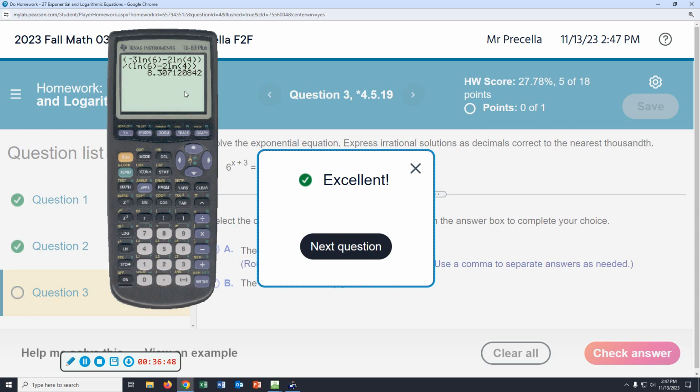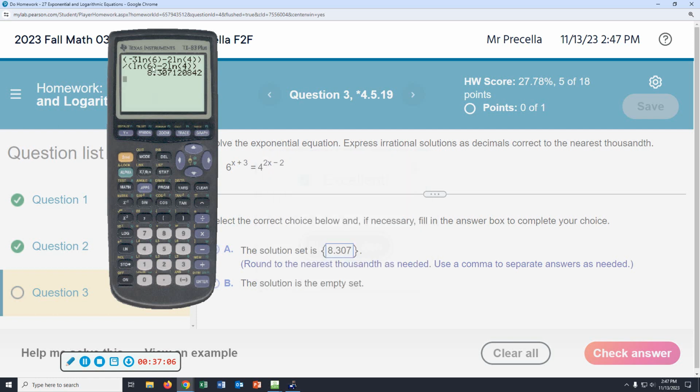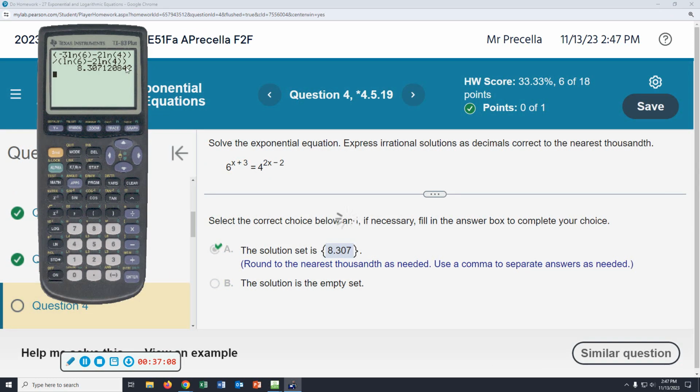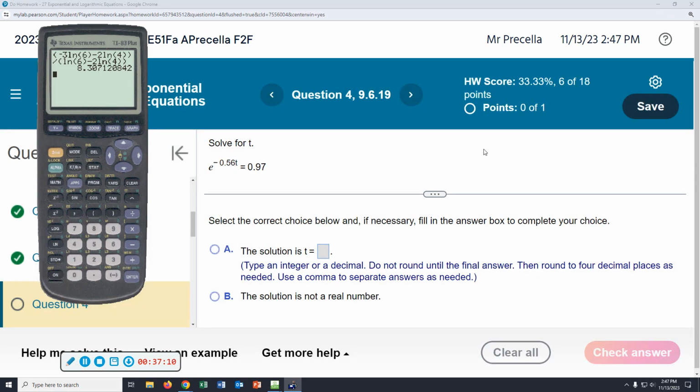I'm using a TI-83 Plus, not because I love the TI-83 Plus. I'm using it because that's what I can get free as my little virtual calculator. Okay. Did I get a right answer there? Yeah. Well, let's do number 4. Oh, this looks hard.